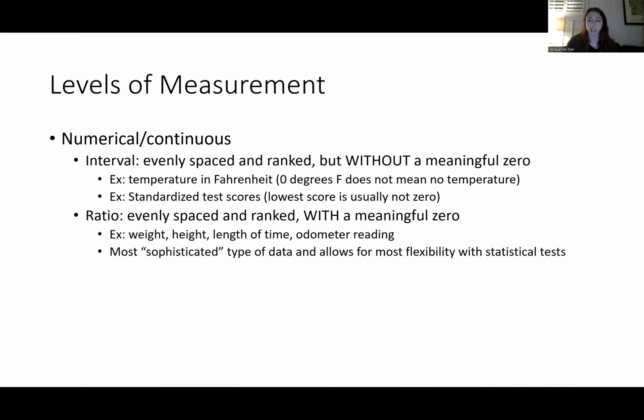Someone completes the test and they get a minimum score of a couple hundred, for example. So 0 is not, there's no absence of score.